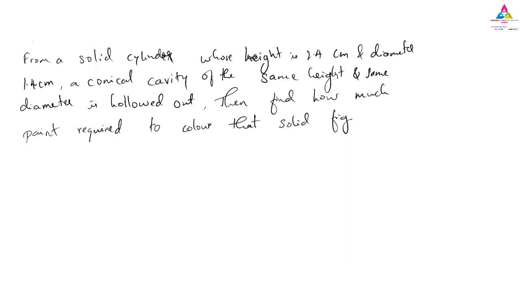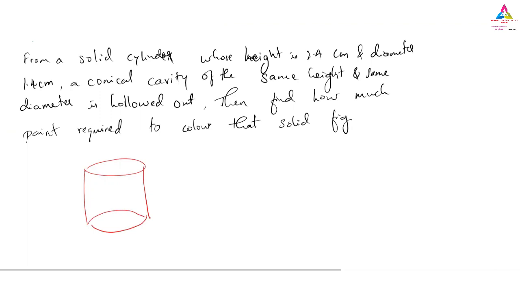Okay, there is a solid figure, that solid cylinder we have, so we will take a solid cylinder. One more thing they have given: a cylinder whose height is 2.4 centimeter. That will be no problem, we will see later on. A conical cavity of the same height and the same diameter is hollowed out. Means like this way they have taken one cone inside it, so inside it will be hollow now. The space here is open because that is already taken out.